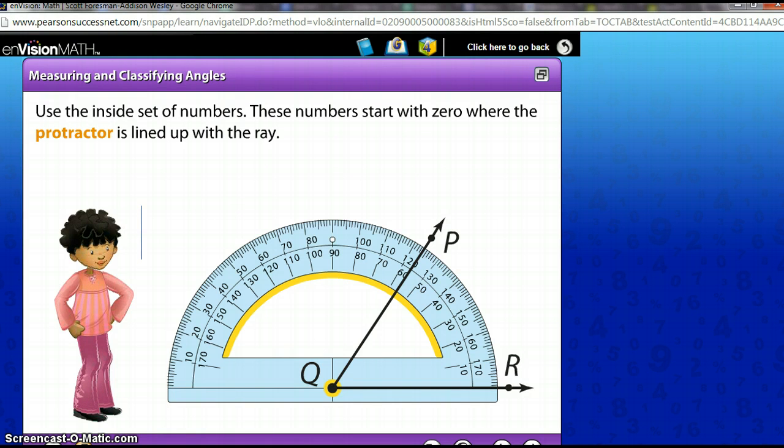You have a question, Grace? Mine has numbers on the bottom too. Okay, and those numbers I believe are just inches, an inches ruler built in, okay?